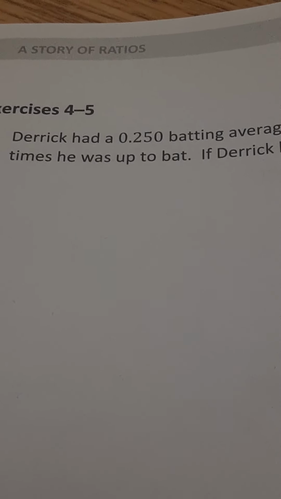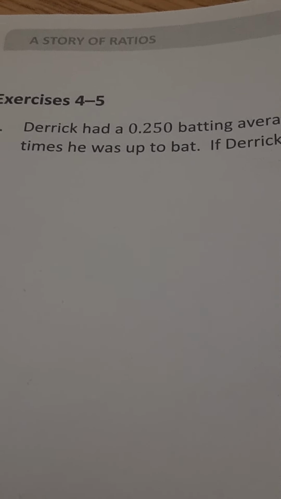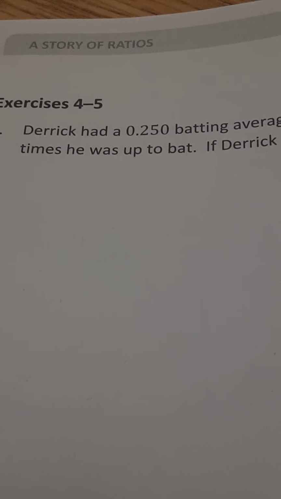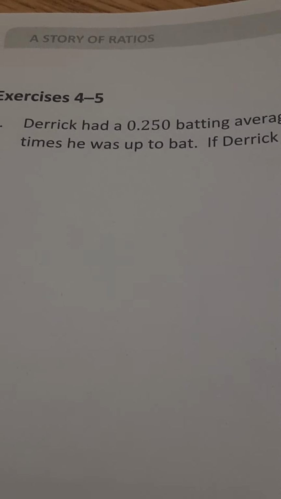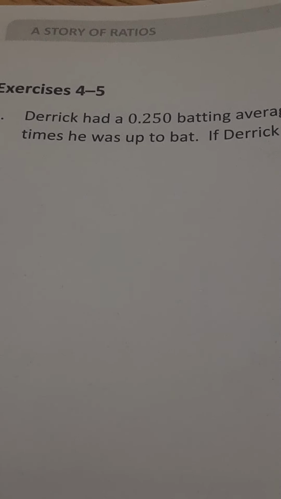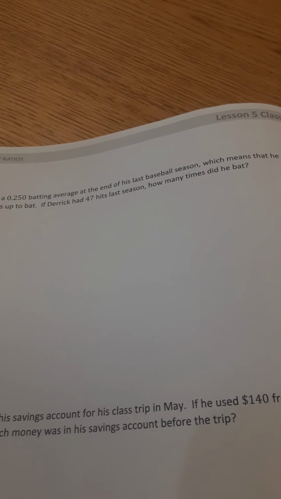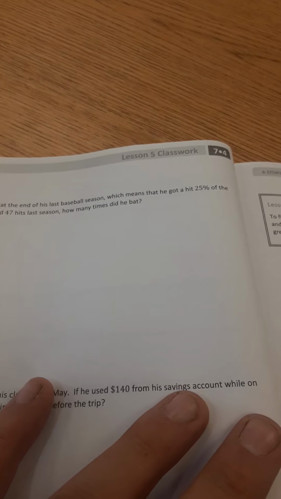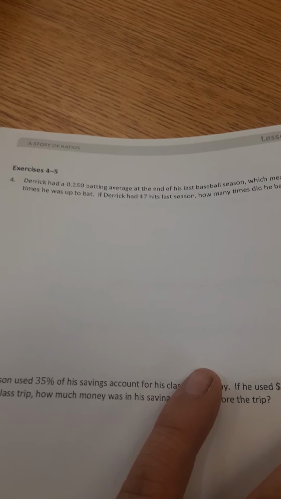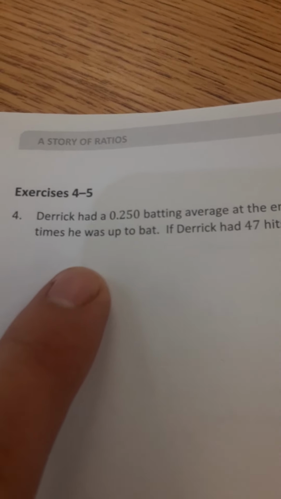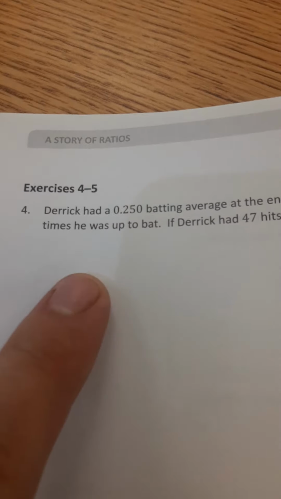Derek had... so I know this is a decimal. I know, but anybody who plays baseball knows you would say it's a 250 batting average. Yes, that is 25 hundredths. But a 250 batting average at the end of his last baseball season means that he got a hit 25% of the time he was up to bat, right? Makes sense. If we times this decimal by 100, we get 25%.